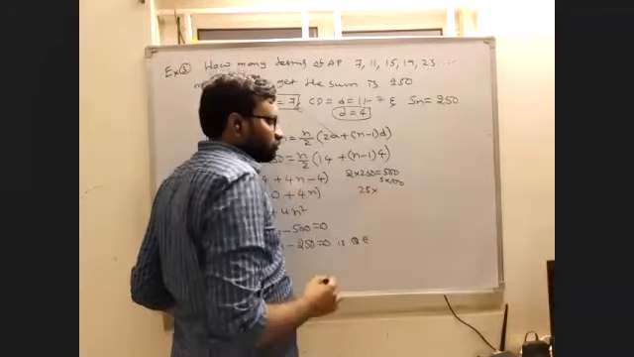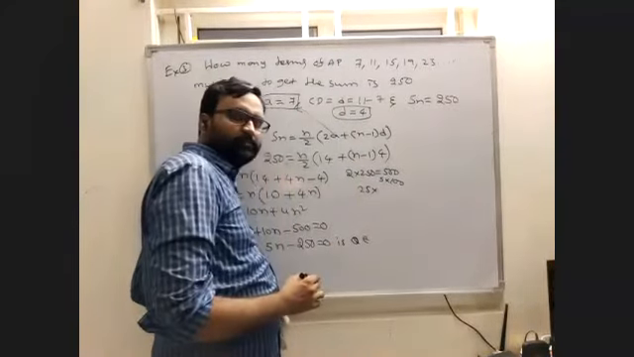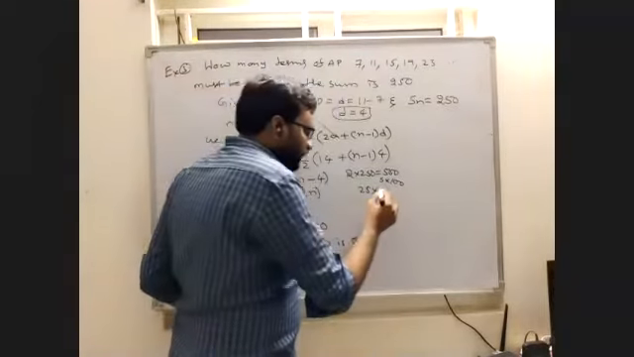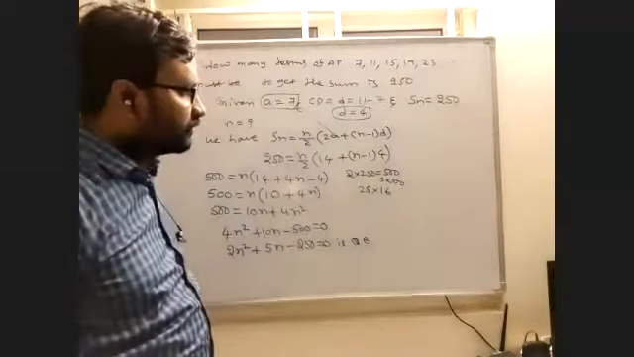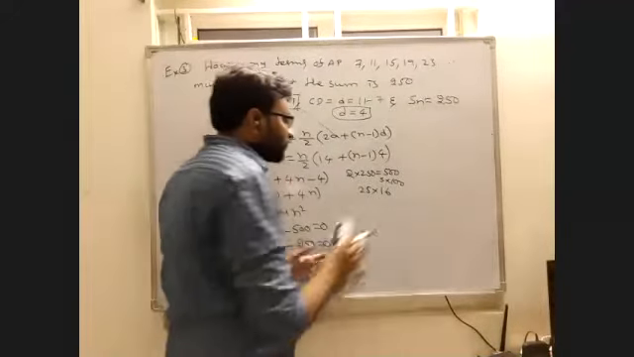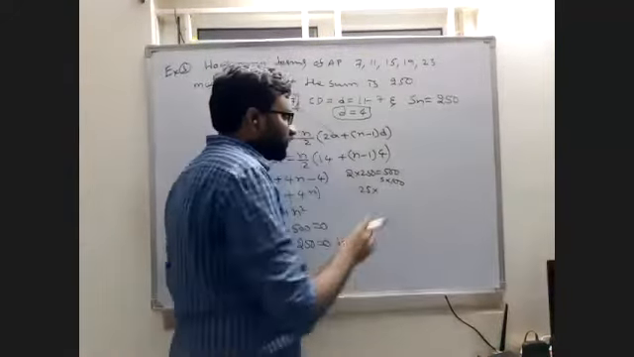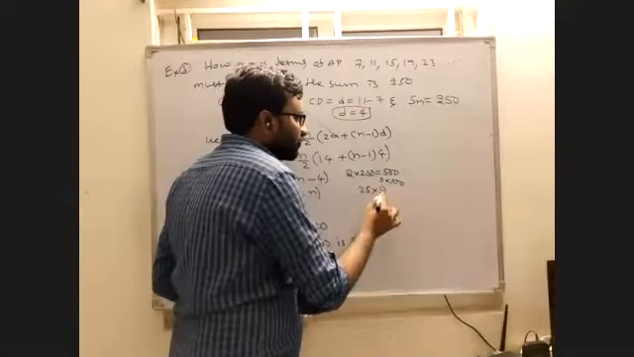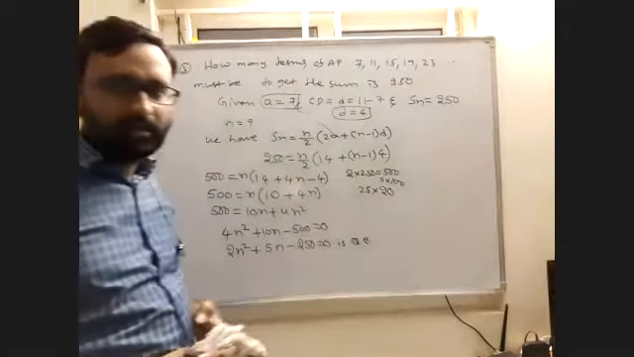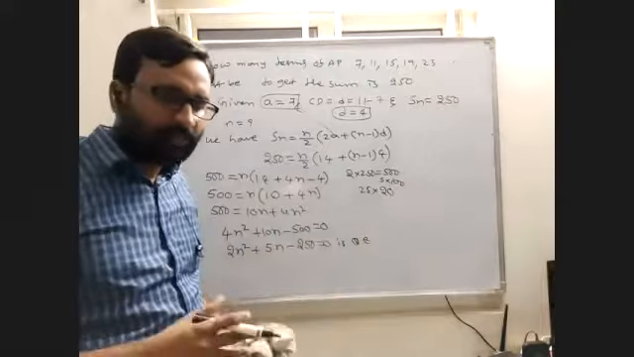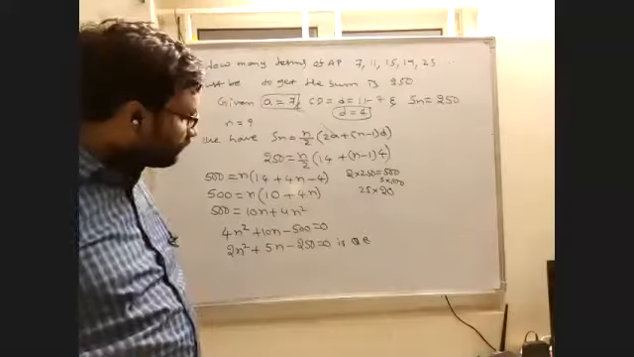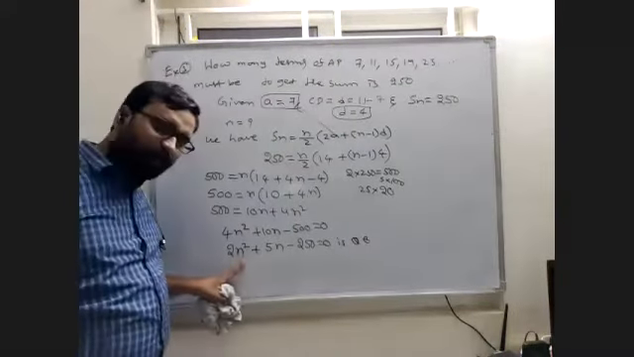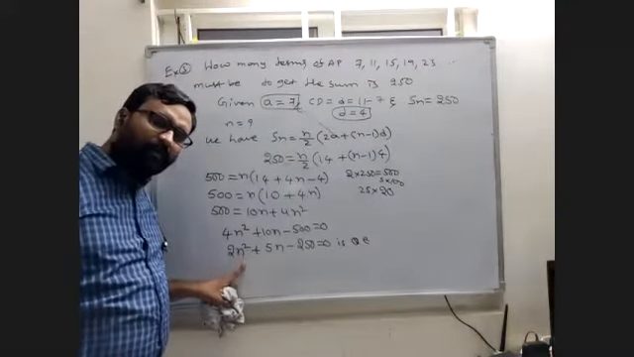And more we can write: 25 into 20 is 500. Student: From 2n square, can you say once again? From here? Student: No, sir, from up to 4n square.